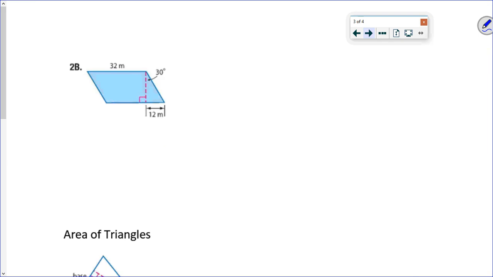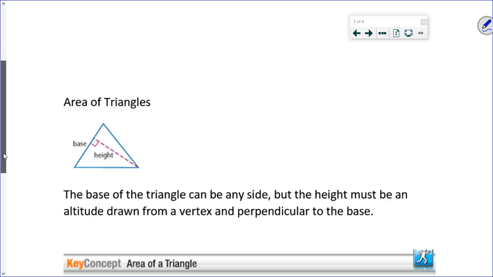Let's continue. All right, I'll leave 2B for you guys. I think it's a good practice one. You're going to have to use some trig on 2B. Let's talk about areas of triangles next.